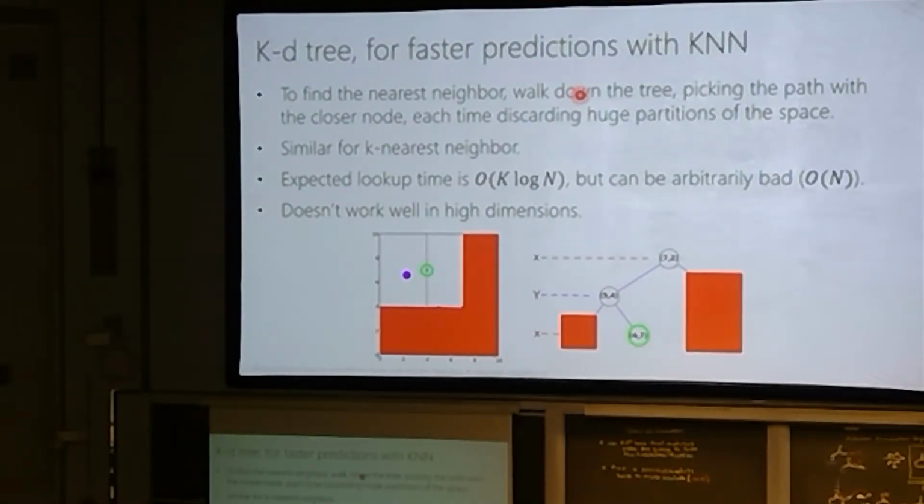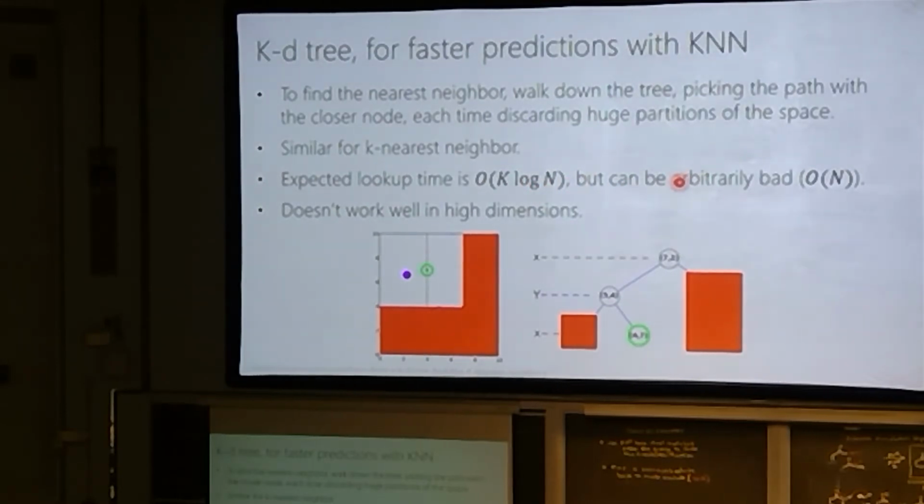To find the nearest neighbor, you would walk down the tree, picking the path with the closer node, and then each time you're discarding another half space in that partition that you just created. And so in expectation, this lookup is order k log n now, so it's much, much faster. No dependence on d, and it's only logarithmic in n.